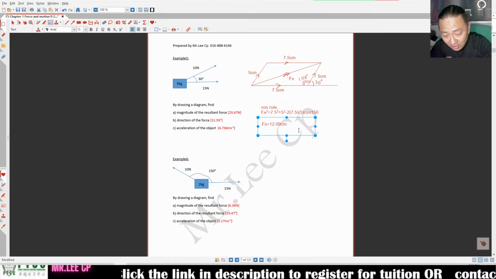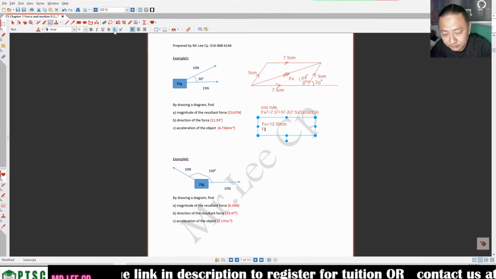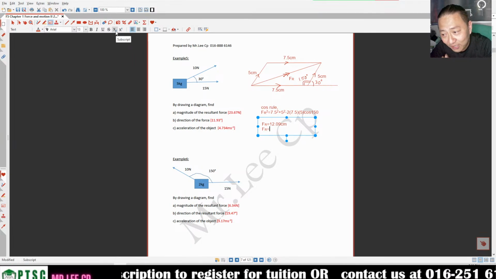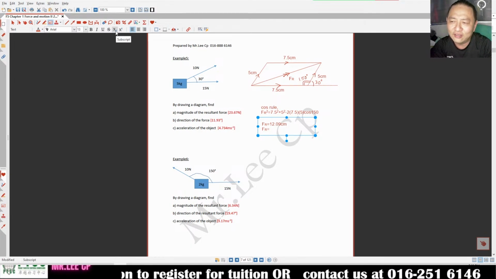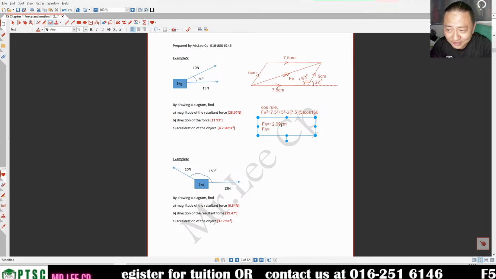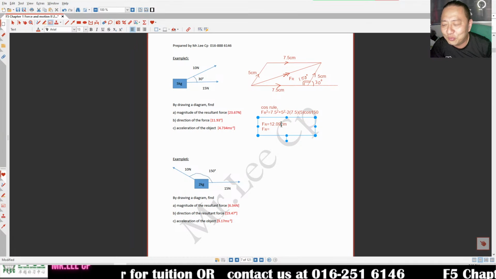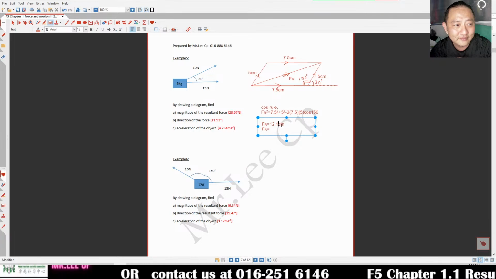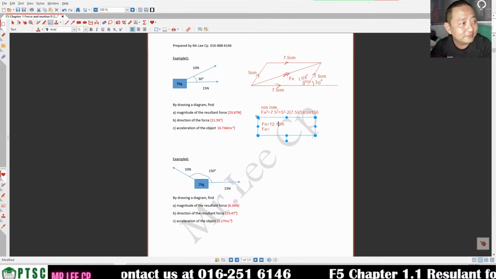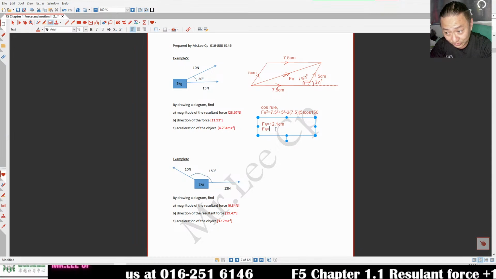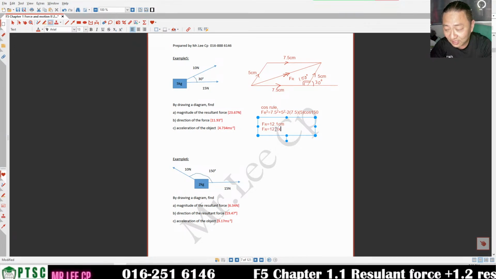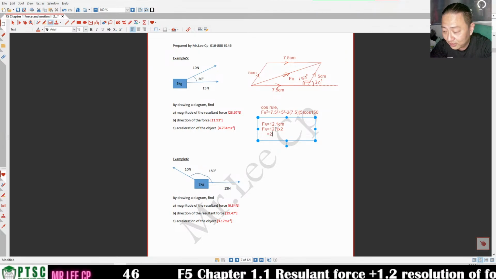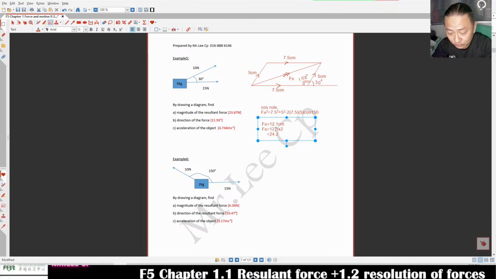So your FR, you need to times it by 2 back. Alright, 12.1 cm. In your drawing, you cannot get 12.09. So don't tell me, hey, Cikgu, I can get 12.09. No, you can get 12.1 cm. So when you get 12.1 cm, your resultant force will be 12.1 times 2, which gives 24.2 Newton.